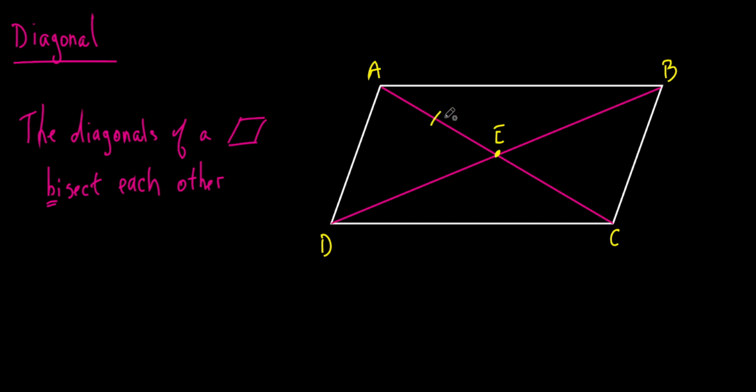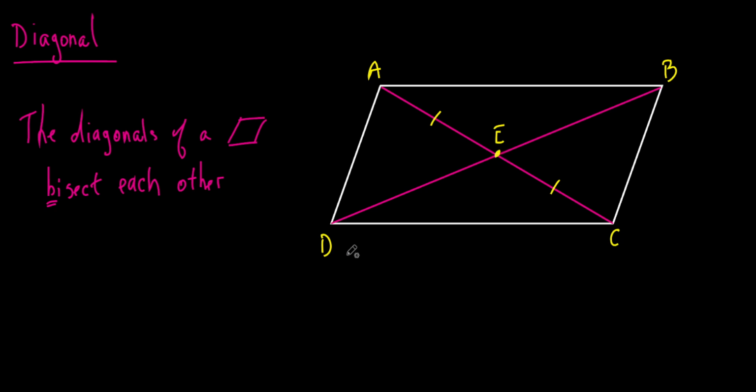So that means that AE is going to equal what? What is it? EC. That's right, because this diagonal is being split in half. Everybody got it? Okay, so that diagonal AC is being split in half. That means AE equals CE. Well, this diagonal right here, BD, that's also being split in half.